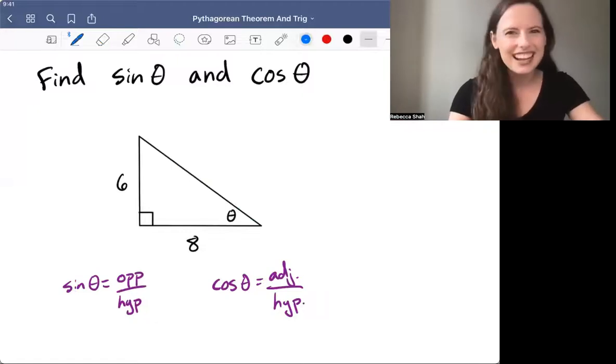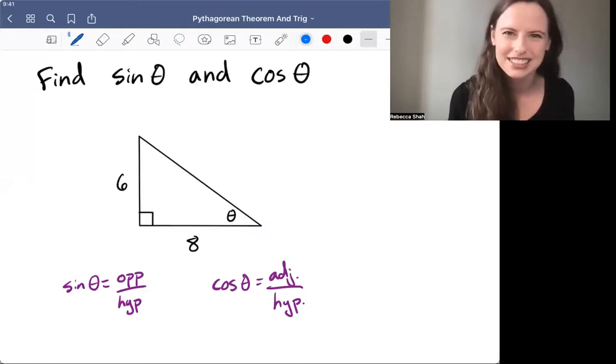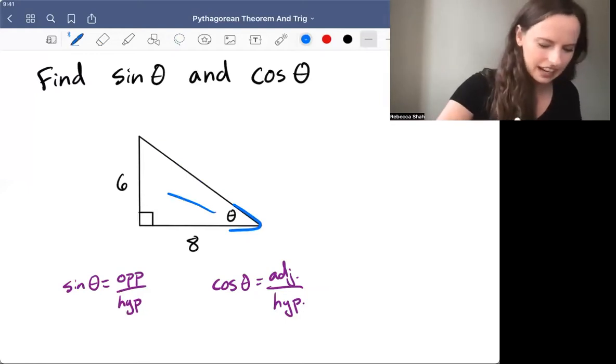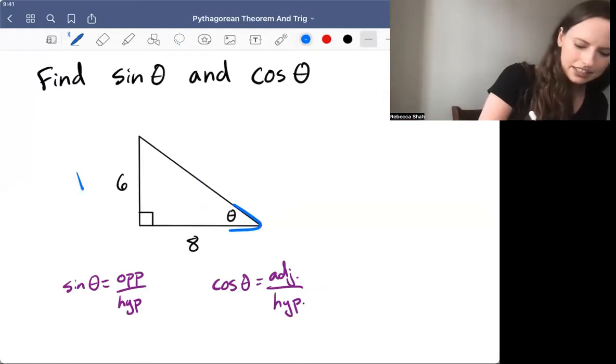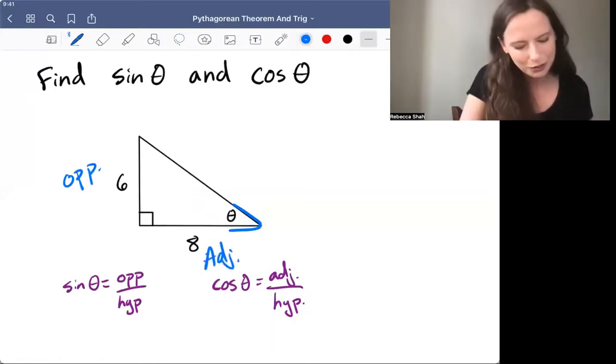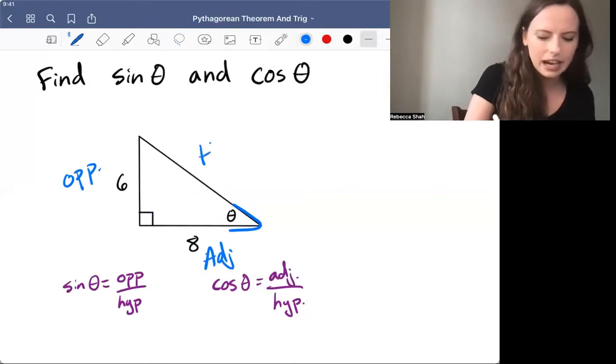How do you find sine, cosine, and tangent if you don't know all three sides of the triangle? That's what we'll be talking about today. So we'll start by identifying our angle theta and labeling our sides. Across from theta, we have the opposite side of 6. Next to theta, we have our adjacent side of 8. And of course, across from the 90 degrees, we have our longest side, the hypotenuse.